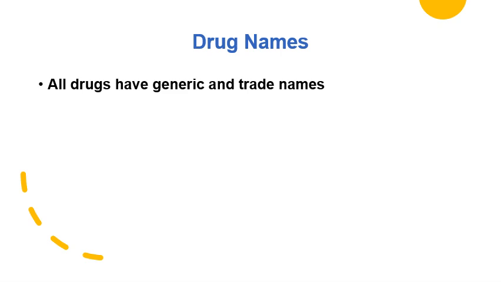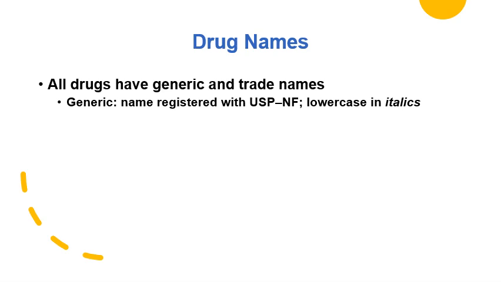So when we look at drug names, all drugs have what we call a generic and a trade name. Okay, so this is what you're going to be seeing. If you go to any type of pharmacy and you see a lot of the over-the-counter drugs, you'll see the name brand drugs, and you'll see what we call the generic drugs. The generic is the name that's actually registered with the United States Pharmacopoeia National Formulary, and it's lowercase and typically in italics. It's sometimes a version of the drug's chemical name. So that's something you'll see.